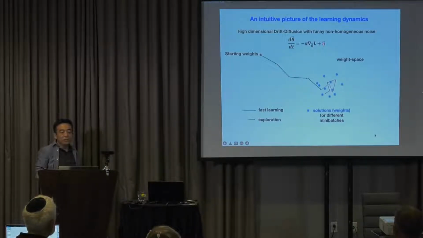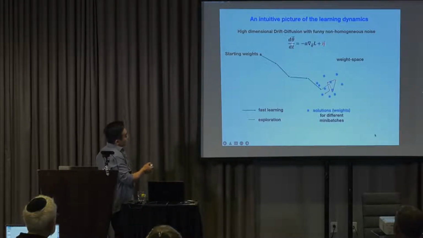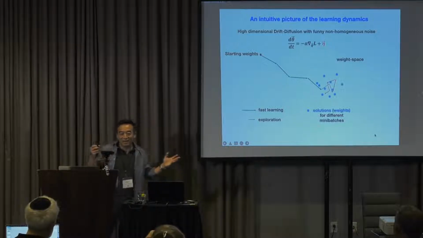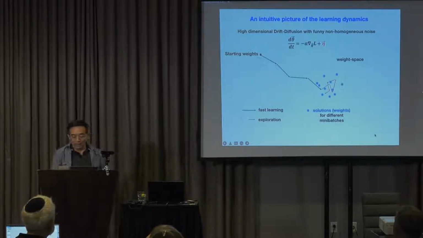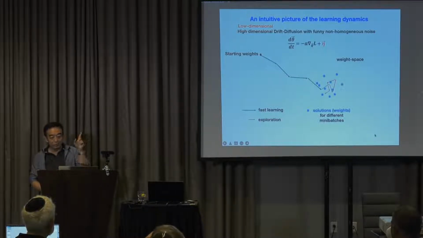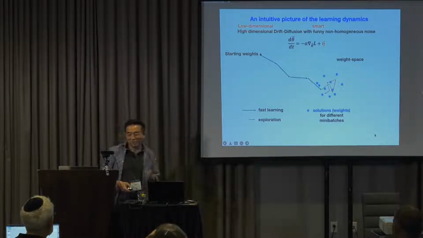So here's the intuitive picture of learning dynamics. It is naively described by this Langevin equation. It's a high-dimensional drift diffusion with funny non-homogeneous noise. Funny means it's non-isotropic and so on, right? But I would like to convince you of two things. One, it's actually not a high-dimensional drift diffusion. It's actually a low-dimensional drift diffusion. Second, instead of being funny, this noise is actually very smart.